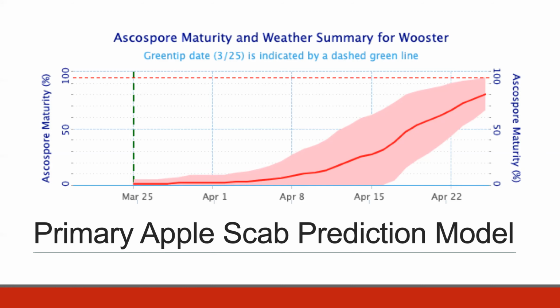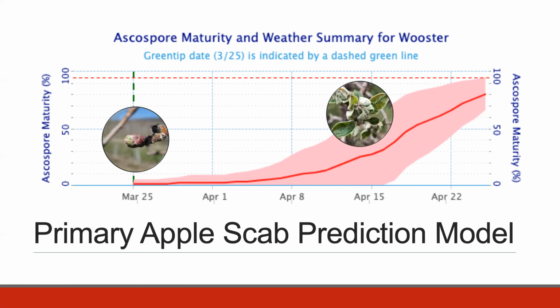2019. So on March 25th, green tip occurred in Wooster, and that is shown by the green dotted line, and I'm also showing the image here. So the way that the ascospores are released is they're released from this green tip stage all the way to the end where you have petal drop. During tight cluster, this is when the majority of ascospores are released, and so you have an increase over a relatively short period of time of the number of ascospores that are matured and released.